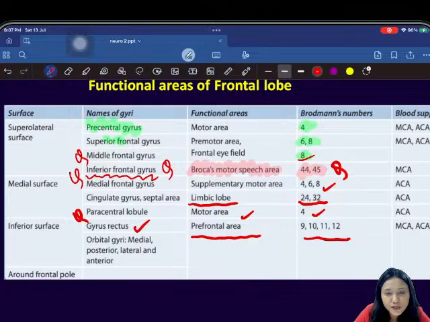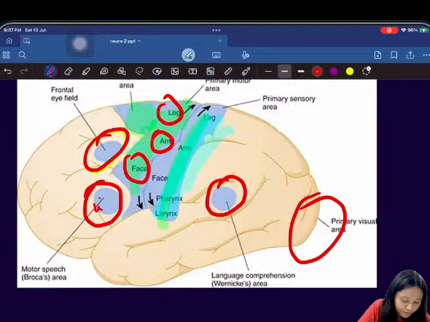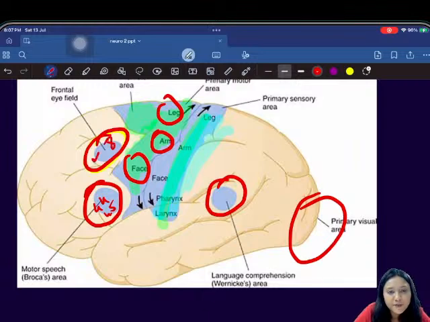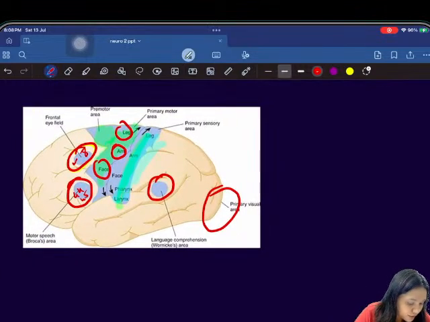Broca's motor speech area, area number 44, 45, in the inferior frontal gyrus. As you can see in this image, area number 44, 45, this is the inferior frontal gyrus. Okay, and this is the middle frontal gyrus. Area number 8 is the middle frontal gyrus, 44, 45 is the motor speech area, Broca's area. Okay. So, understood? Any doubt on this?